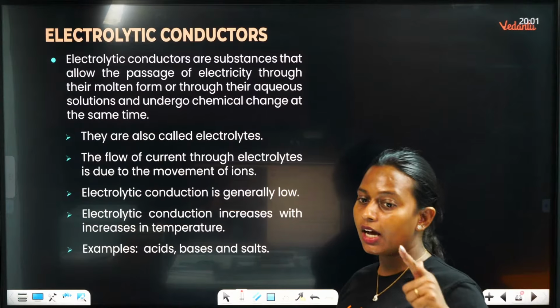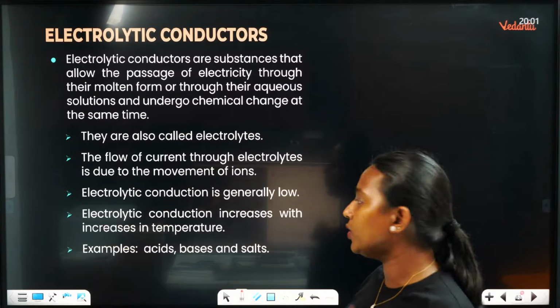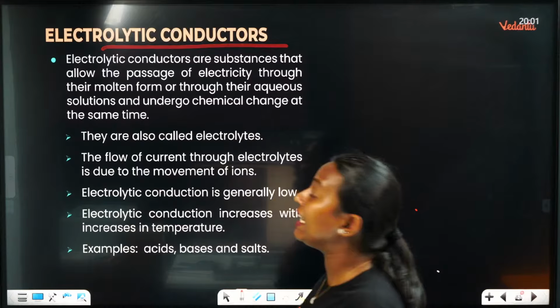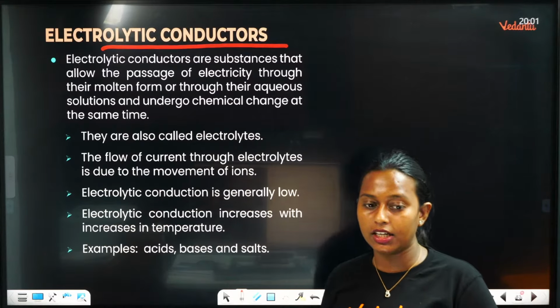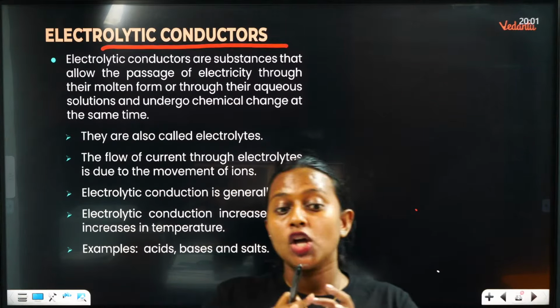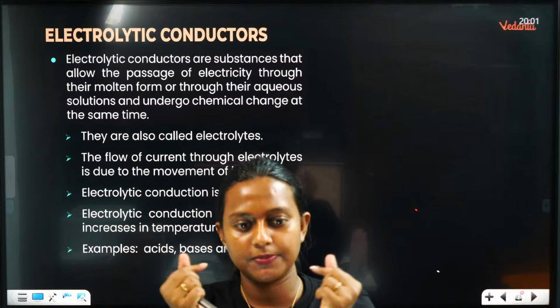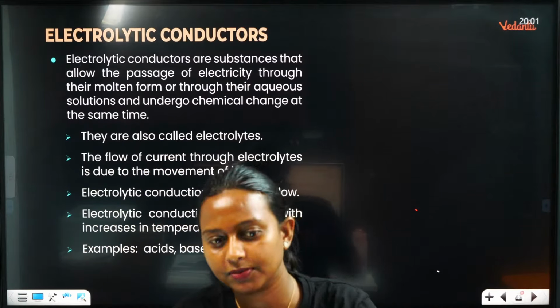So our first target is 100 likes. We need to finish 100. Shall we start? Electrolytic conductors. Until now what we saw were solid conductors. Yes, lots of love from the heart.